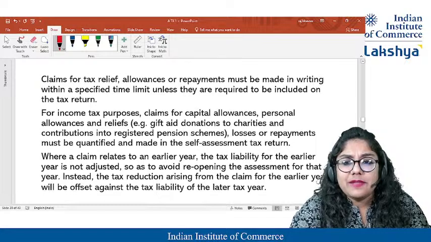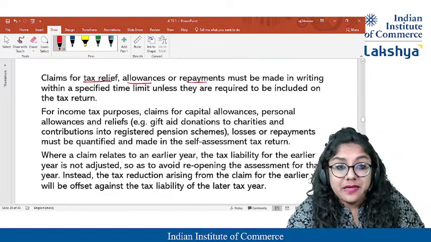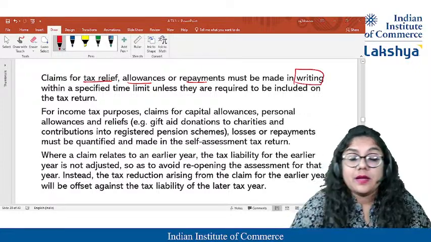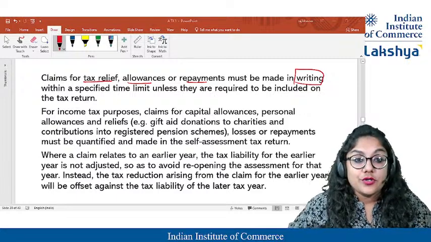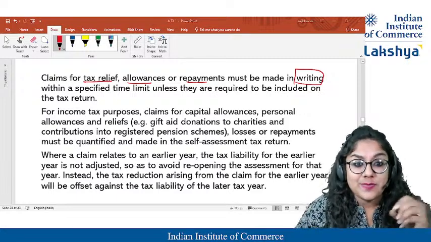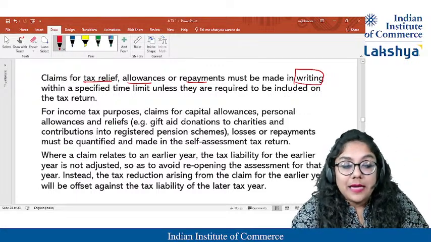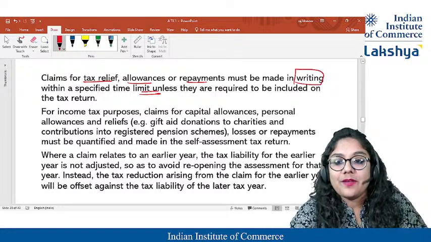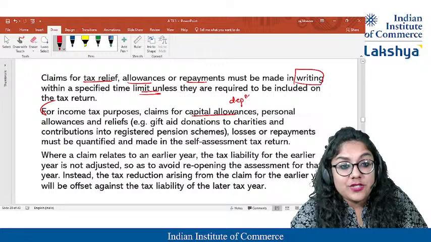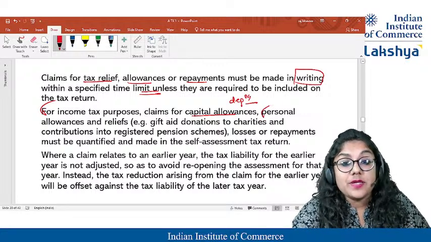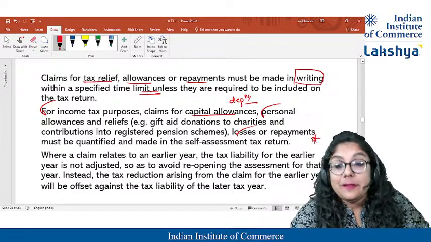Now, there are certain procedures for taking up the reliefs also. Claims for tax reliefs, allowances and repayments must be made in writing. If I want to have some relief, if I don't want to pay some taxes, I want some benefits, so I have to put things in writing within a specified time limit. These are the things I want to take a benefit for, again with the timeliness. For income tax purposes, claims on capital allowances, like taking up the depreciation, personal allowances, losses, repayments, everything needs to be maintained clearly.